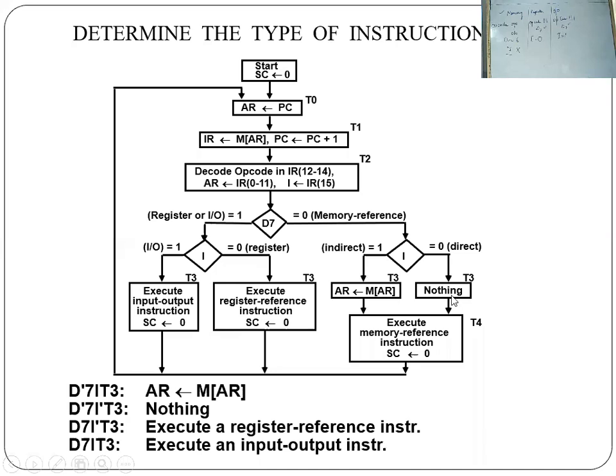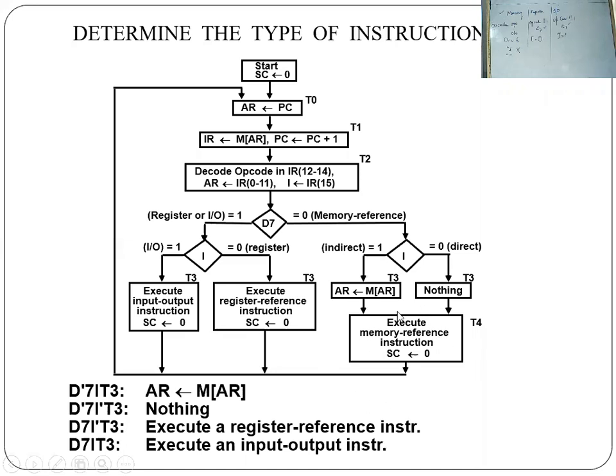That is why here it has been written nothing, and it will be done at T3. And if I is equal to 1, it means you need to refer to the memory one more time. So that is why here it has been written AR ← M[AR]. And after this, execute the memory reference instruction, and SC is going to be cleared so that the next instruction will be executed. I hope this is clear to everyone, right?